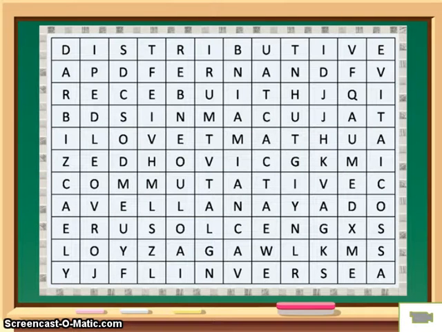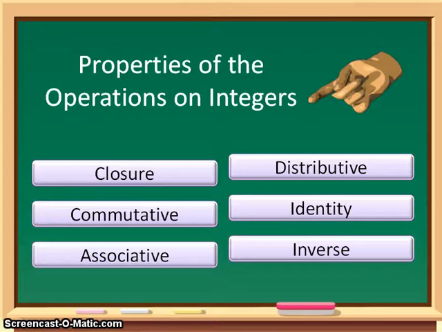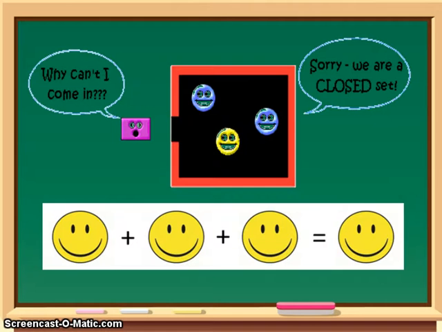Can you find the properties? Those are the properties, and they are closure property, commutative property, associative property, distributive property, identity, and the inverse property. Now let us take a look at this illustration. This explains the closure property.